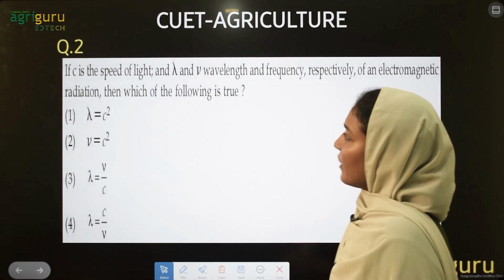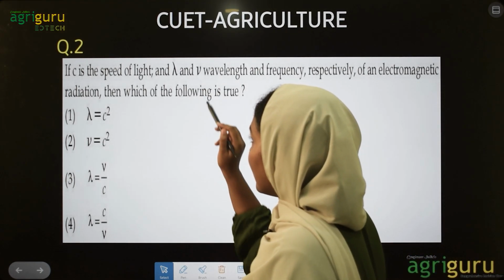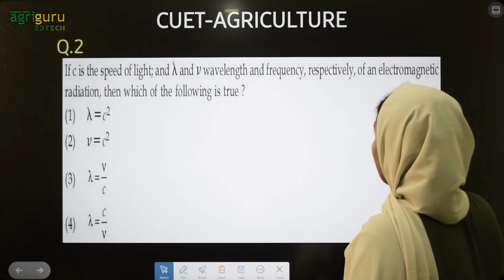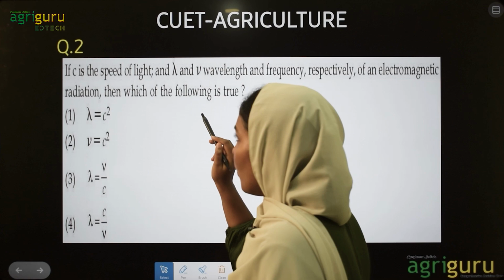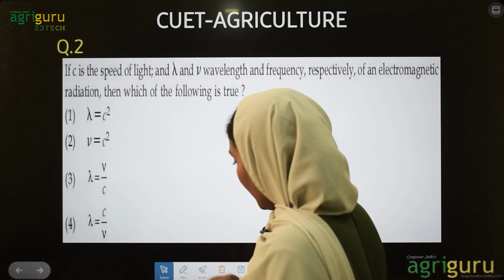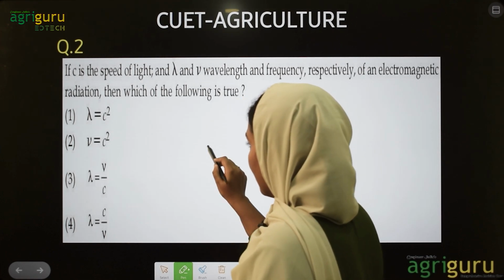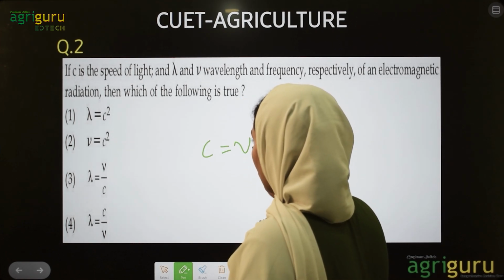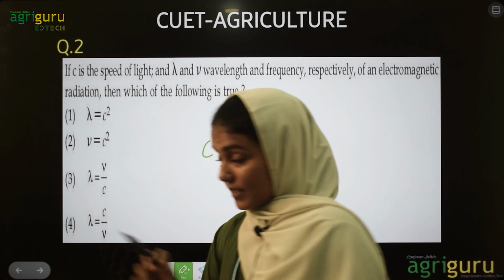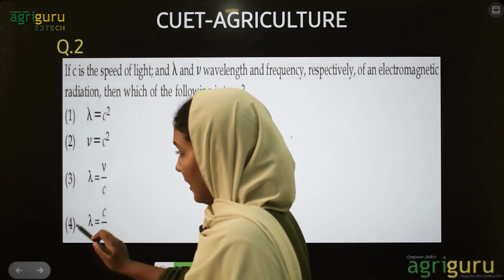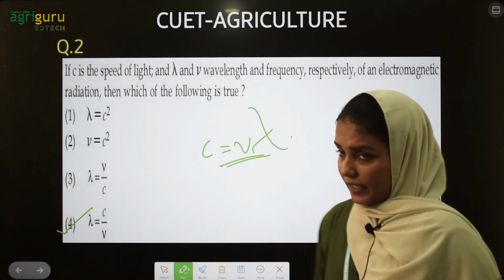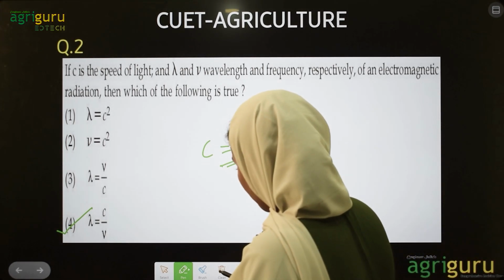If c is the speed of light and lambda and nu are the wavelength and frequency respectively of an electromagnetic radiation, then which of the following is true? This is a very direct question, and we all know the equation, that is c is equal to nu lambda, and it is rewritten here as lambda is equal to c by nu. That is the right answer. We can directly come to the conclusion that option 4 is the right answer for question number 2.